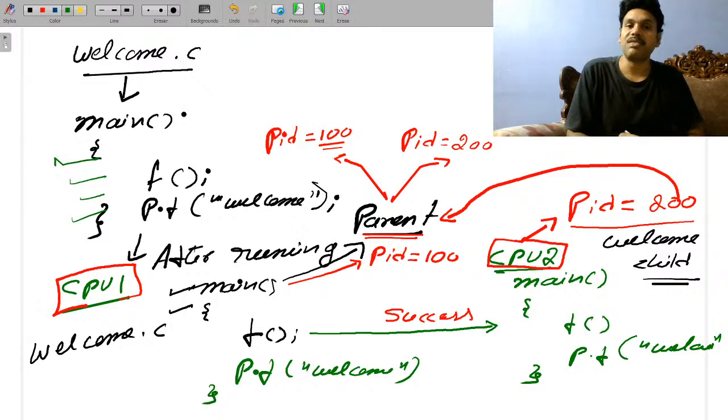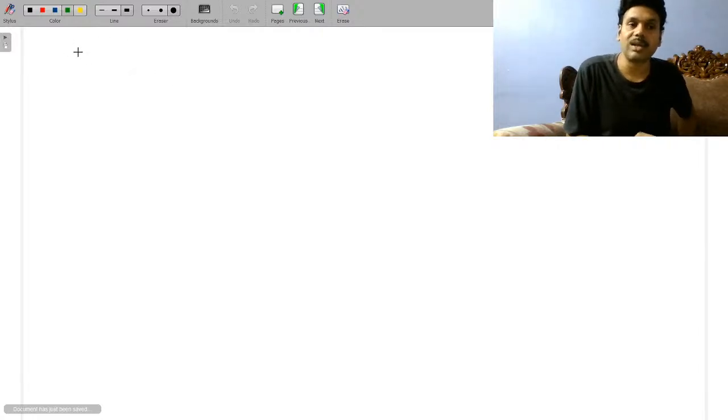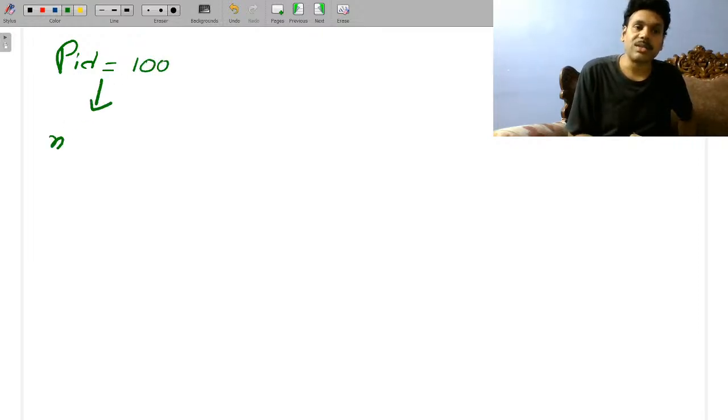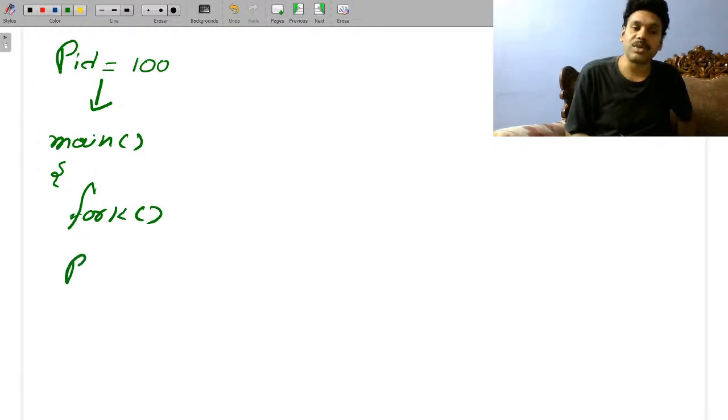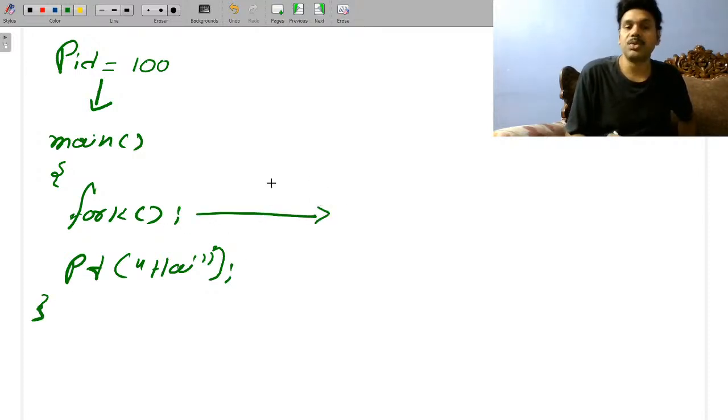So what do we understand finally? Let me give you a flow diagram so that you will understand better. What is this flow diagram? I say my process ID is 100. I executed main, then I call the fork statement. As soon as you call the fork statement, the parent process is going to continue executing from the next line. Please don't forget that.